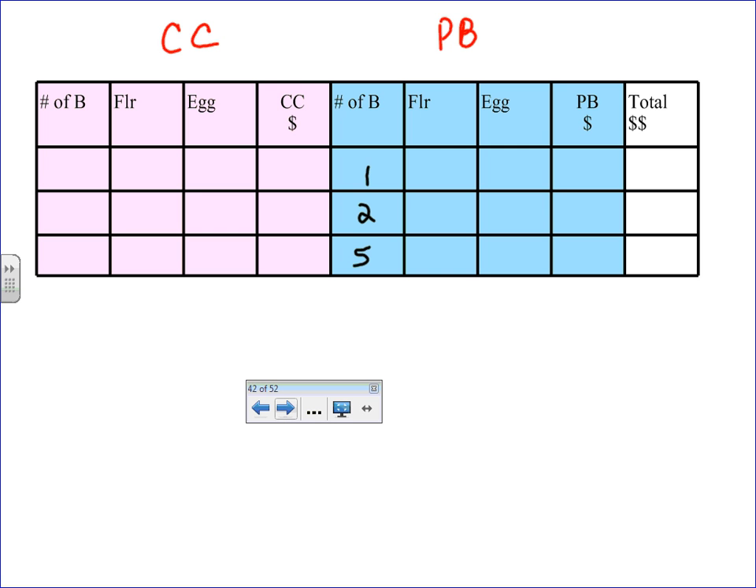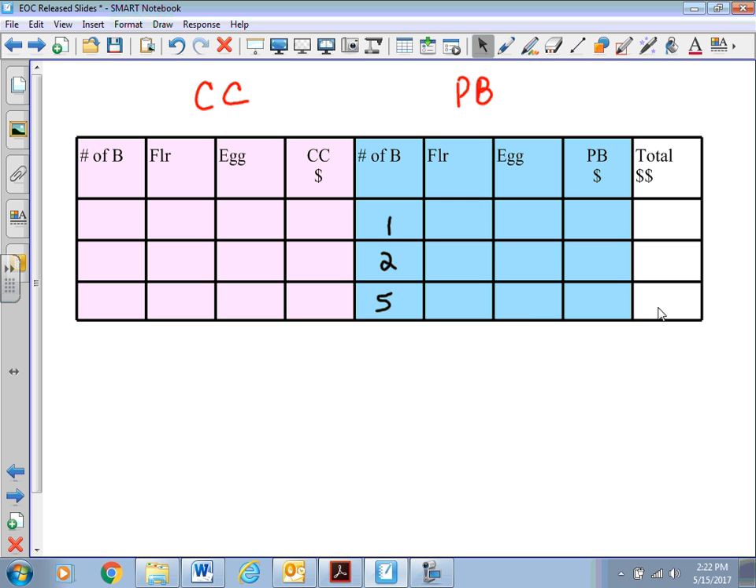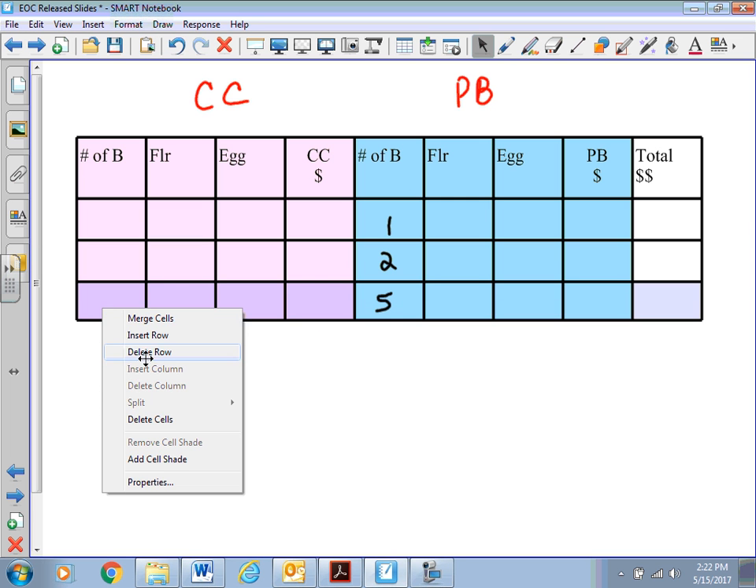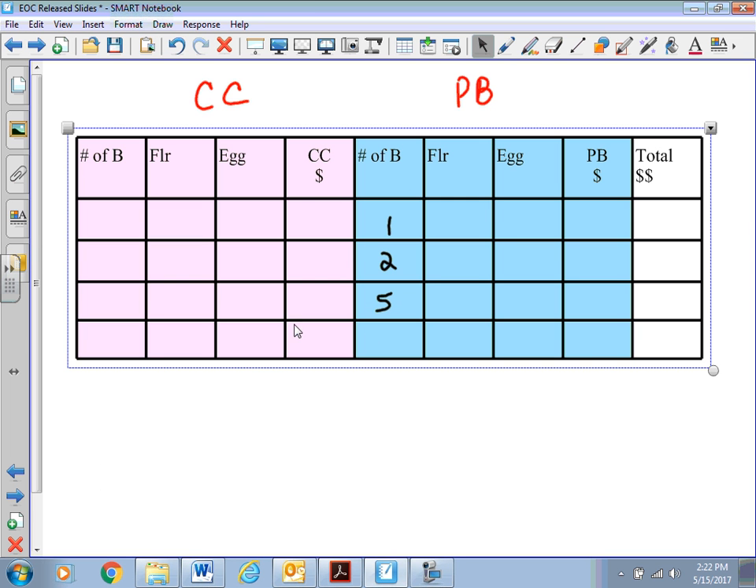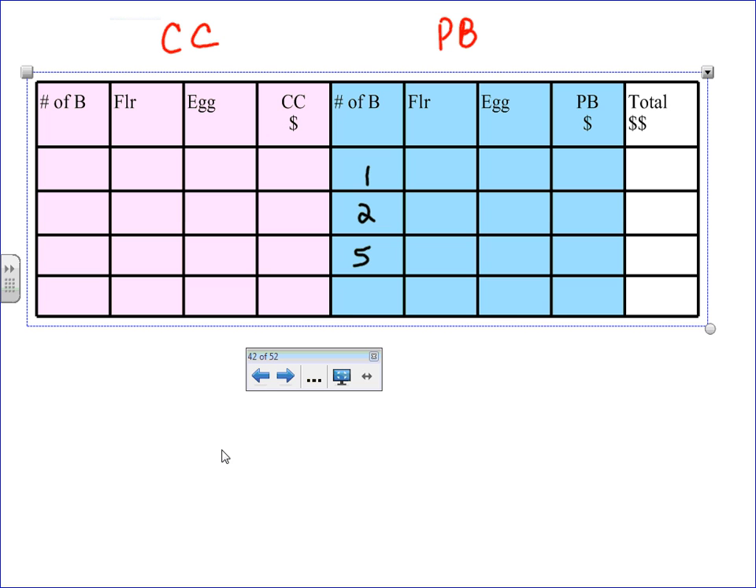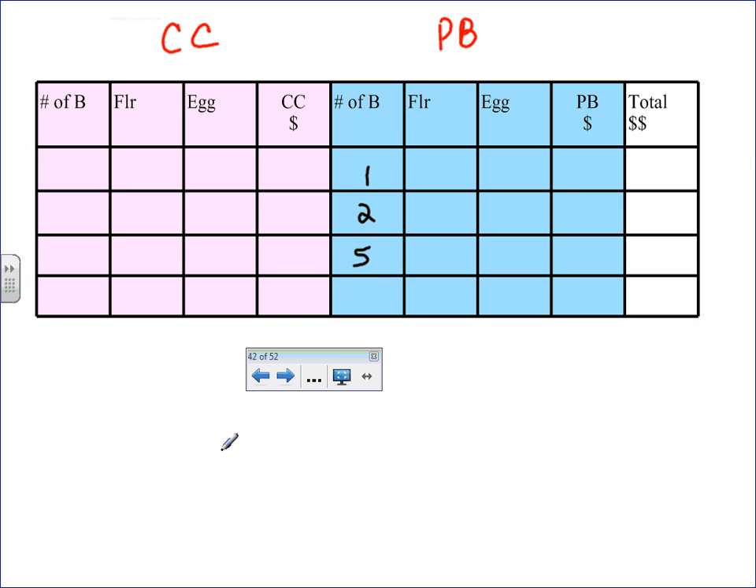Let me add a row here. Okay, so 1, 2, 5, and 8. From there, I'm going to plug in what I know. If I make one batch of peanut butter cookies, it's going to take 1 egg. It takes 1.25 cups of flour, and I'm going to make $2.